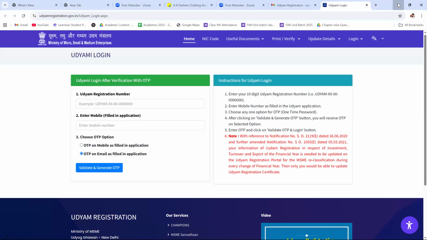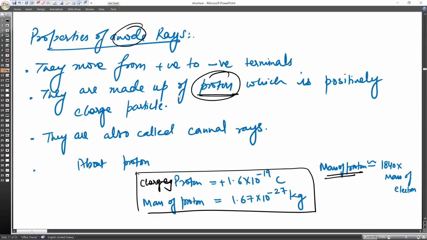Okay, atoms and molecules, structure of atom. So please write down the properties of anode rays. Anode rays are also called canal rays, because canal means perforated cathode, because these rays pass through the perforated cathode. That's why they are also called canal rays. So anode rays or canal rays are the same thing. Okay, note it down.